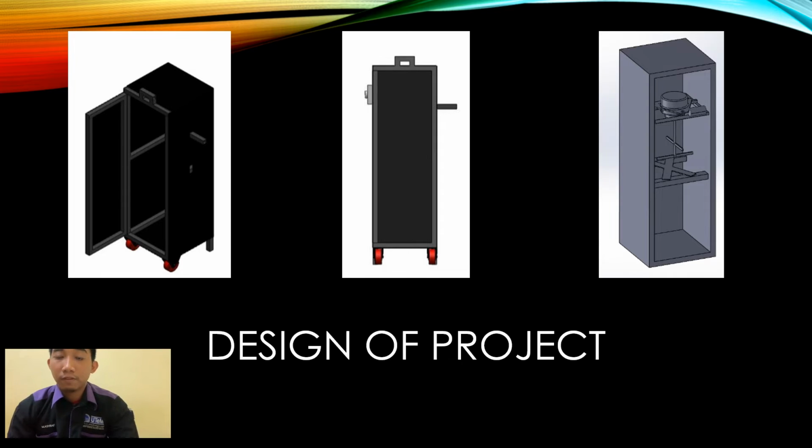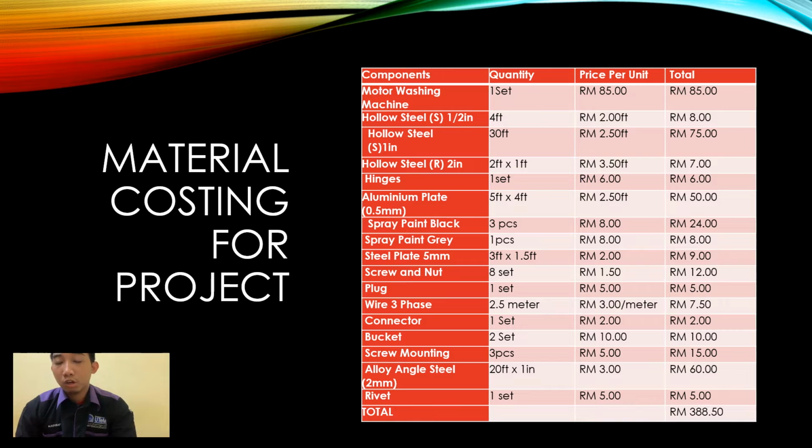The final design of the project was created by using SolidWorks. There has been a selection of the best concept design. The size of this project design is 38 inch by 3 inch by 3 inch. The material costing for the project is 388.50 ringgit Malaysia for all the material that must be used to make the mini mixer machine for cement.